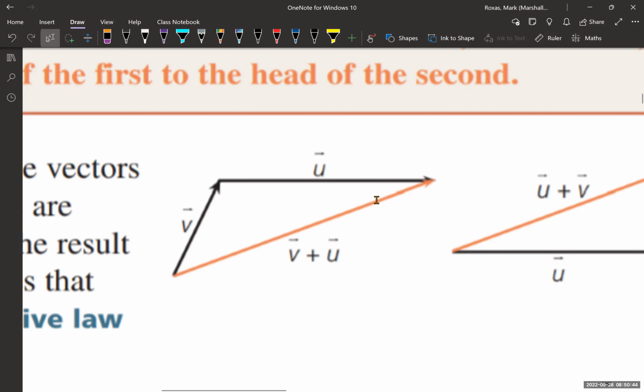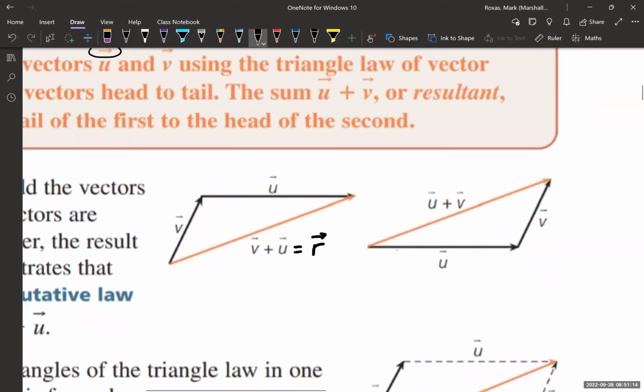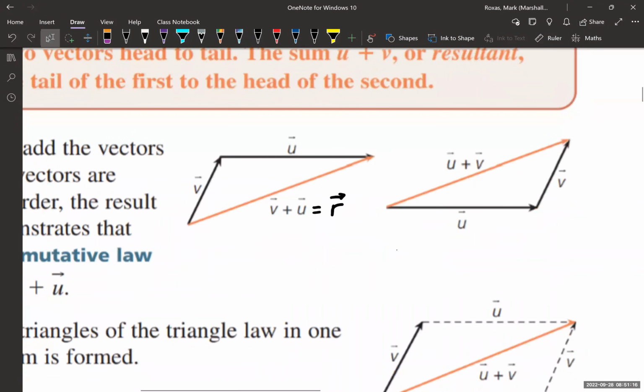So when I say 1 + 2 equals some answer, I'm going to say the word resultant. When you're adding two vectors, it's called the resultant. So the resultant vector is drawn from the tail of the first vector, the vector V over here, to the head of the second vector, the vector U over here. And then I can say that's V plus U, or I could just use the letter R to represent the resultant.